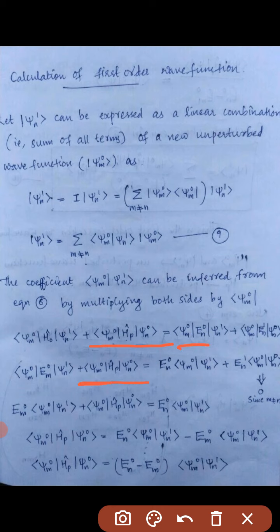Here En0 is the energy eigenvalue. It is a constant real value, so it can be taken outside. Then En0 times the inner product psi m0 psi n1. Here also En1 is the energy eigenvalue, so En1 times the inner product psi m0 psi n0. Here m is not equal to n. We know that m is not equal to n, therefore this term is equal to 0.